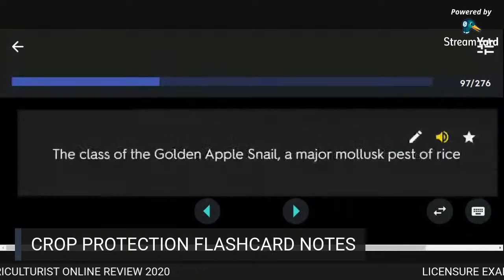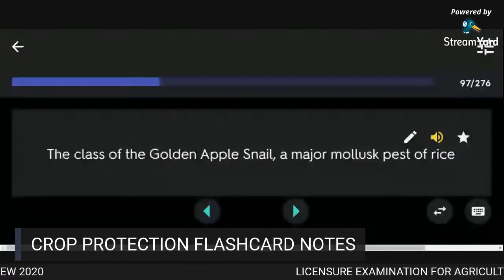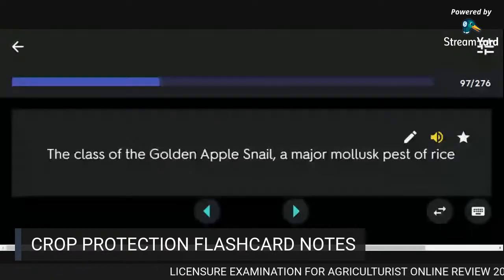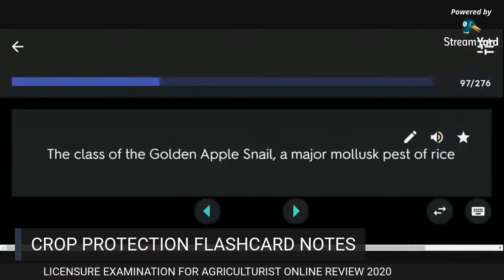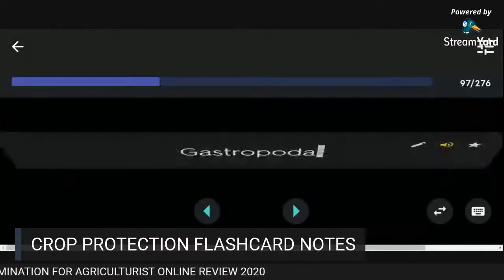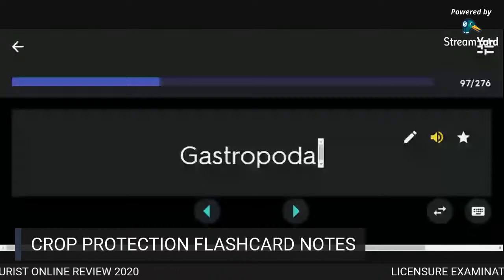The class of the golden apple snail, a major mollusk pest of rice: Gastropoda. Characteristic of the golden apple snail.